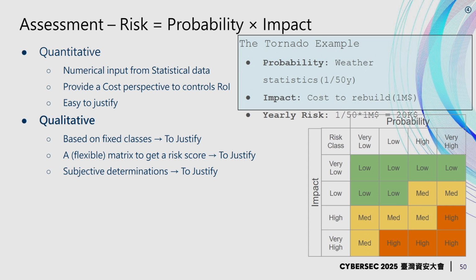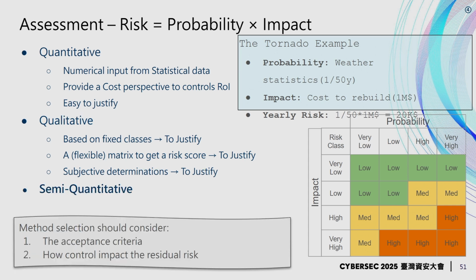You need first to justify the classes that you are constructing. Then you need to justify your matrix. And lastly, every time you have a risk, you need to justify why you give it a certain class. So it will actually create a lot of work for your team. All right, which leads to other methods that mix class and numerical model together.